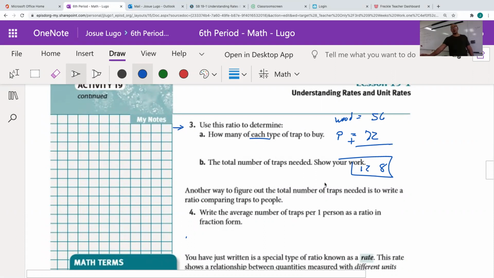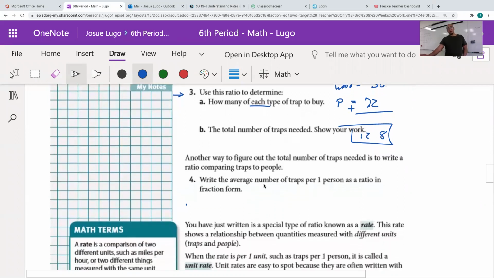All right. Having said all of that is preparing us for number 4. So we know that each student is going to have 8 mousetraps. There's 56 wooden mousetraps that we're going to need, 72 plastic mousetraps, and in total we have 128 mousetraps. Let's see if we can do number 4 together now. We're going to write the average number of traps per one person. So this is what we're trying to figure out. Traps per, remember the word per, one person. Okay, as a ratio and fraction form.